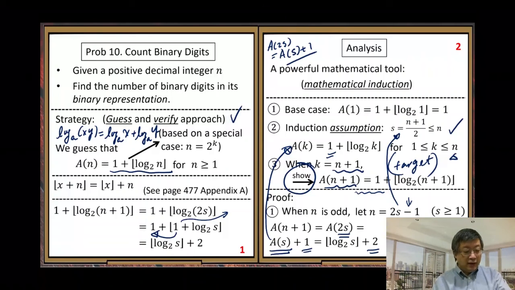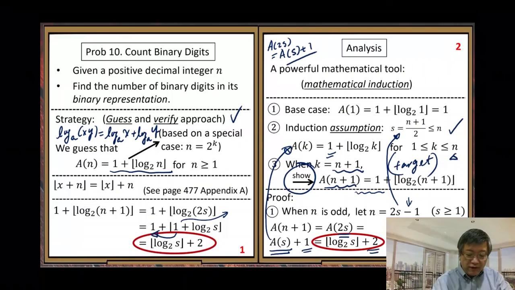Then we can compare both sides, left-hand side and right-hand side. They are the same. So we verified for case 1, when n is odd, it is correct. Our target equality is correct.